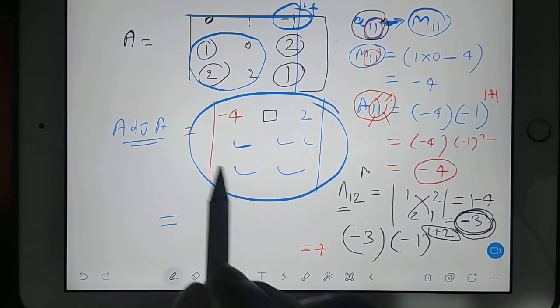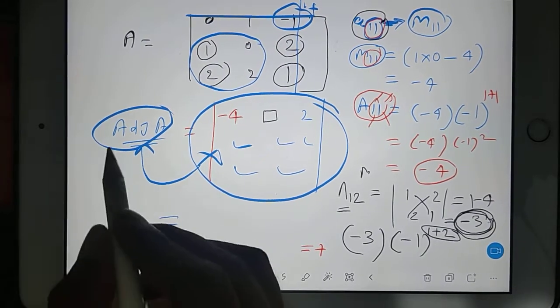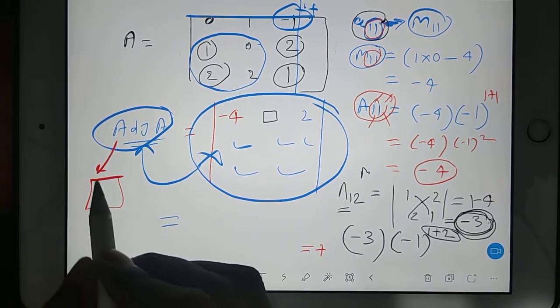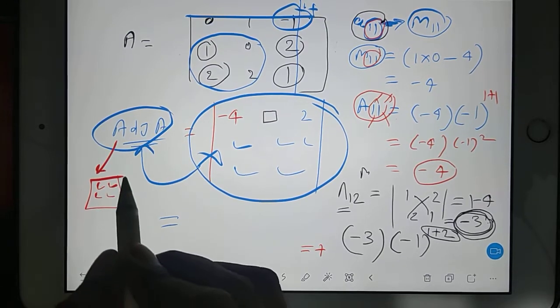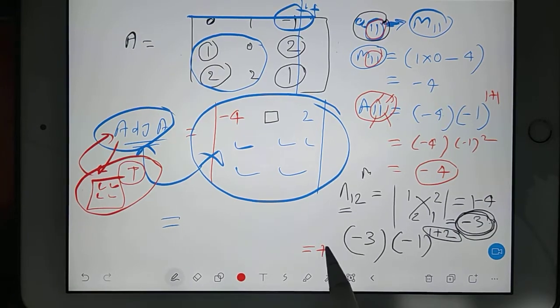Okay, keep in mind this is not the adjoint A. Adjoint A has two process. First you have to load your matrix with cofactors. After that you have to find out transpose. Then only the new answer will be your adjoint A answer.